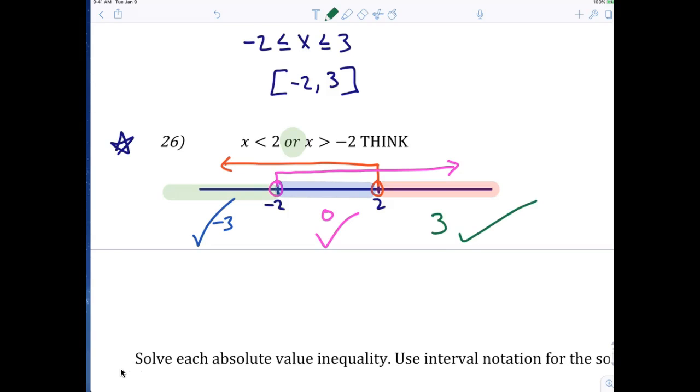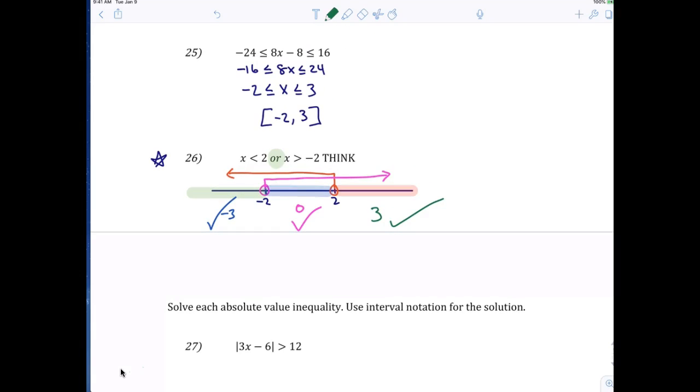So then the answer must be what? All real numbers. Thank you very much. Negative infinity to infinity. So, for those of you who like to summarize things, if they run towards each other and it's an OR statement, it's always going to be what? All real numbers. If they run towards each other and it's an AND statement, it's just going to be those numbers between.